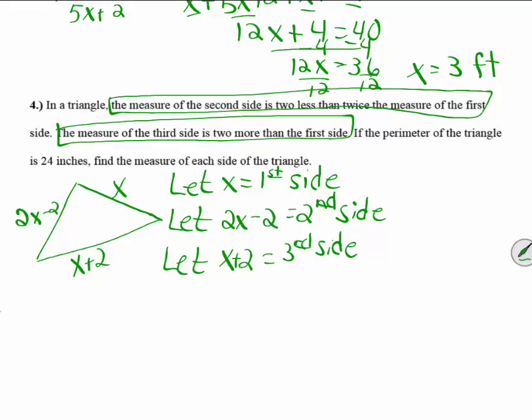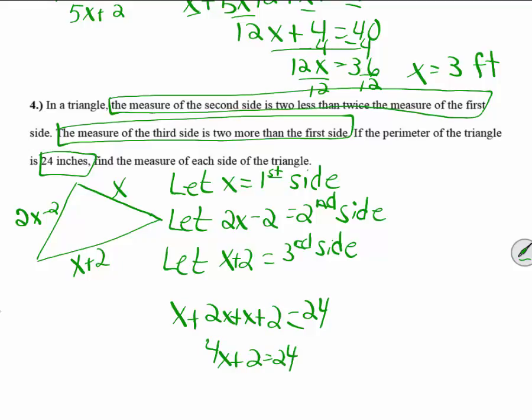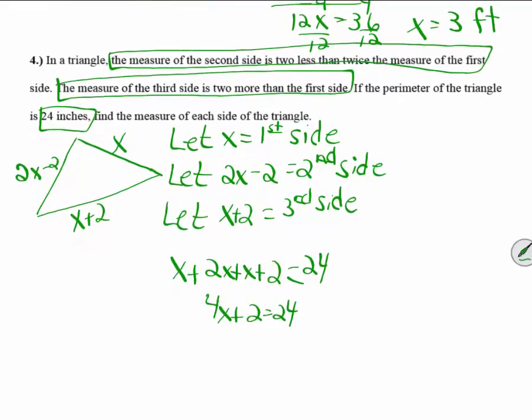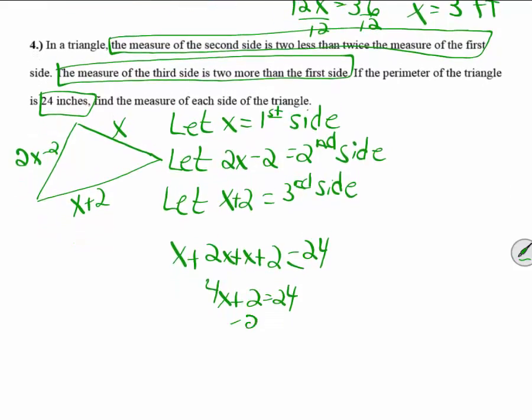If the perimeter of the triangle is 24 inches, find the measure of each side. So x plus 2x minus 2 plus x plus 2 equals 24 inches. Combine your like terms: 4x plus 2 equals 24. Just making sure I did that one right. Okay, so subtract 2. So 4x is equal to 22. Divide by 4, and you should get 5.5 inches.